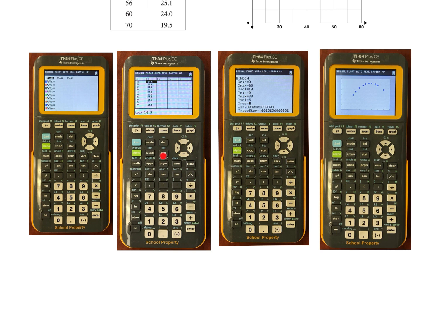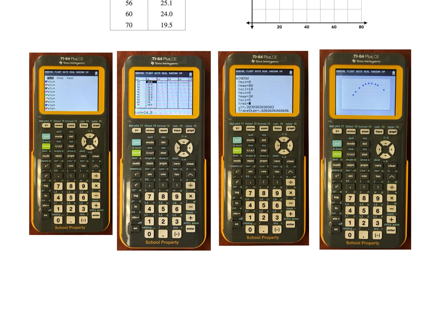So you hit this stat button, and then you hit that first option, which is 1 for edit. And then you can enter your data in L1 and L2. L1 should be all of your x values, and L2 should be all your y values. Just make sure you do this carefully, and that the x and y values go with their corresponding part.